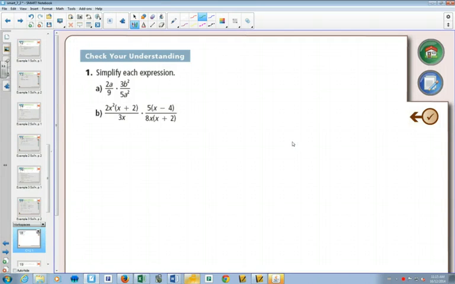Part A, simplify. So just like fractions have a simplest term, rational expressions also have a simplest term. We want to factor everything completely, get rid of common factors, simplify the fractions completely. So in part A, what do we have on the top of our fraction?